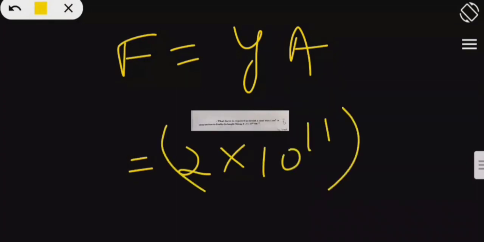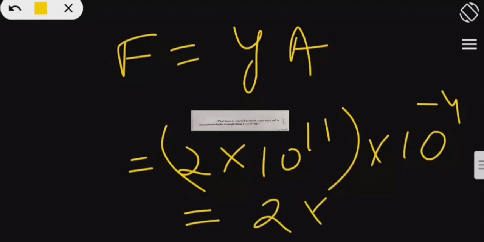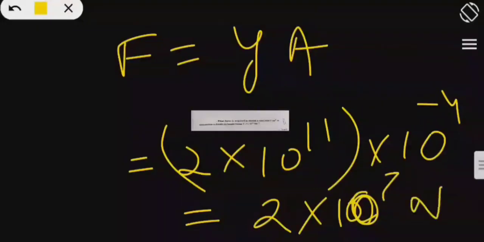So what is my Y? Y is 2 into 10 to the power 11, and what is A? 10 to the power minus 4. So if you solve, with minus 4, we get 2 into 10 to the power 7 Newton. So the answer is 2 into 10 to the power 7 Newton. Shall I rub it? Anyone answer? Shall I rub?